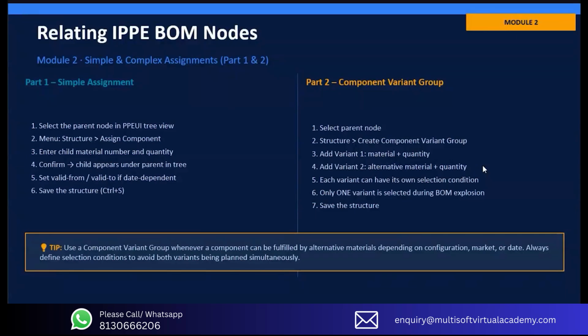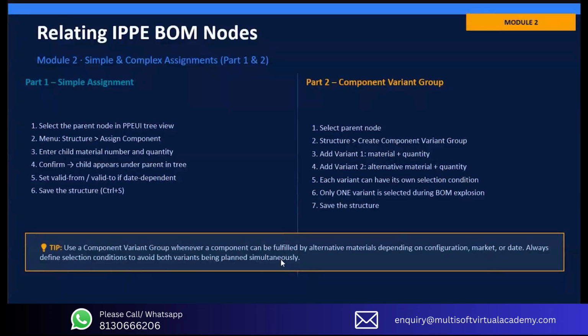Each variant can have its own selection condition. Only one variant is selected during BOM explosion. Save the structure. Okay, this is fine. Now, a variant tip: use a component variant group wherever a component can be fulfilled by alternatives depending on configuration, market or date. Always define selection conditions to avoid both variants being planned simultaneously.